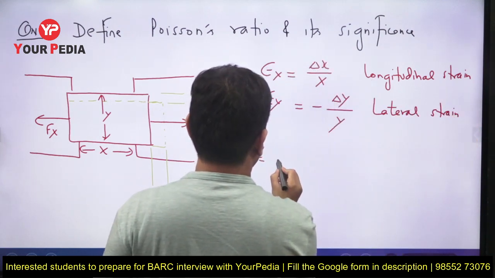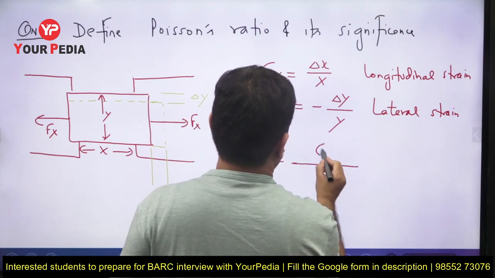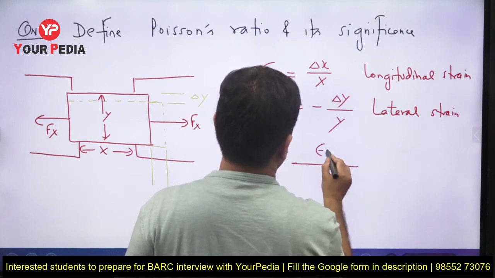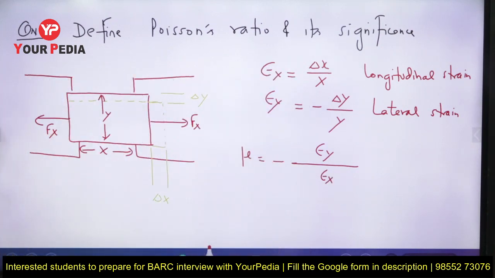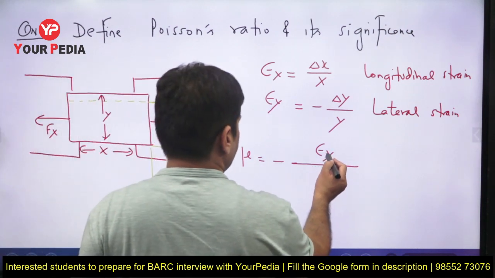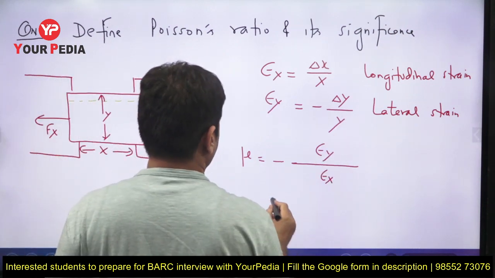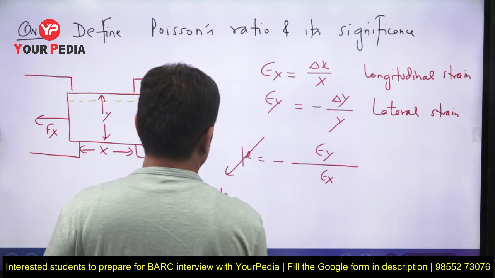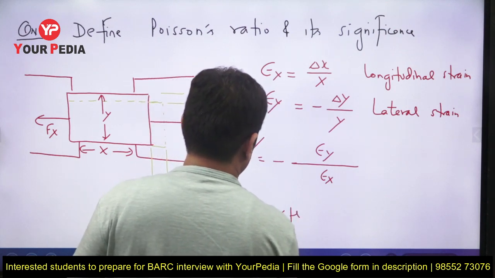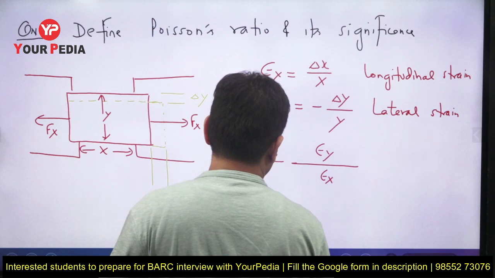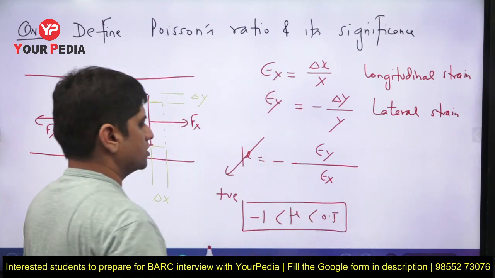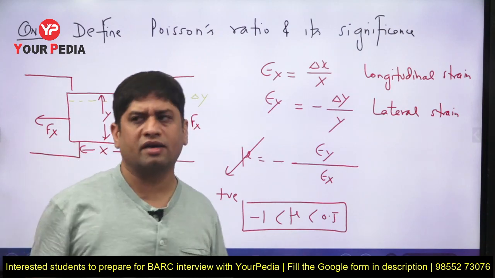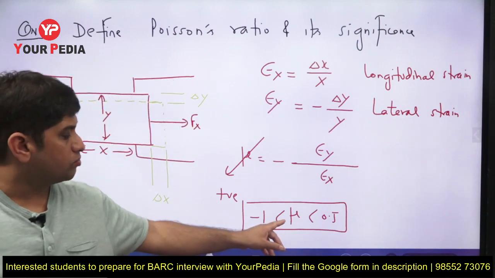And Poisson's ratio is minus of lateral strain over longitudinal strain. Now this epsilon y itself is negative as we have written it, so this particular term normally is positive. No doubt its theoretical value varies from minus 1 to 0.5. So there are some materials, like biological materials, in which Poisson's ratio is negative.